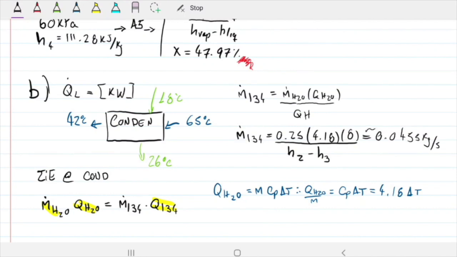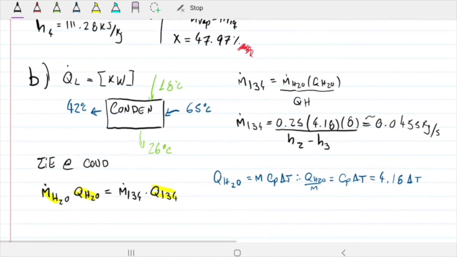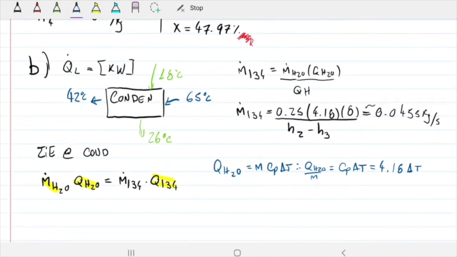Okay. And if we wanted to know QH as well, we could also do that by relating the same thing, right? Because the same principle is, as I just said, we could rewrite this equation here as mass flow rate of water times the change in enthalpy H2, and this has to be equal to the mass flow rate of refrigerant times QH.